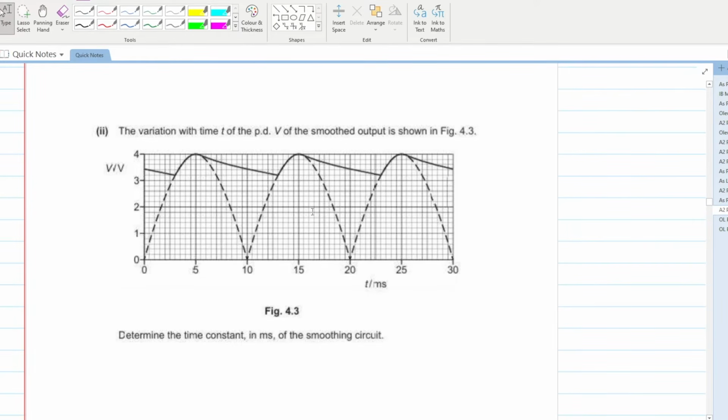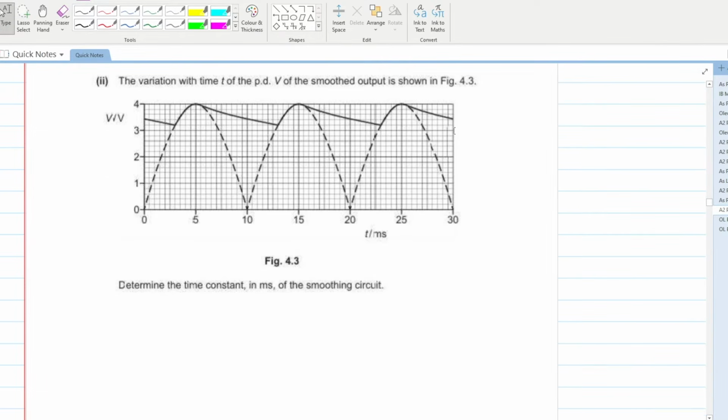The variation with time t of the potential difference of the smoothened output is shown in figure 4.3. Determine the time constant in millisecond of the smoothened circuit. Which equation did we use for time constant? V is equal to V naught exponential minus t divided by tau. Here, what is the maximum voltage? Maximum voltage is 4. After, let's say here, the voltage is, let's say this line, this is 3.2. How much time has it taken? You have moved from this peak value to this 3.2 value.